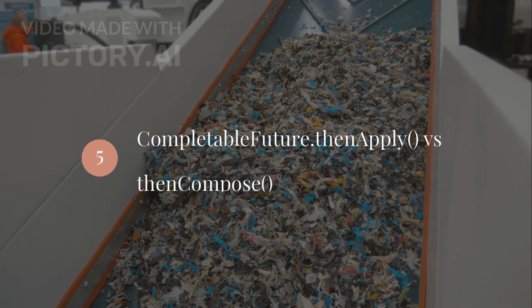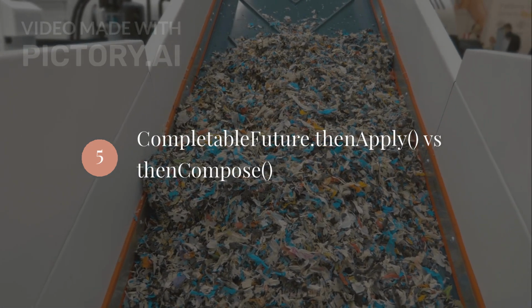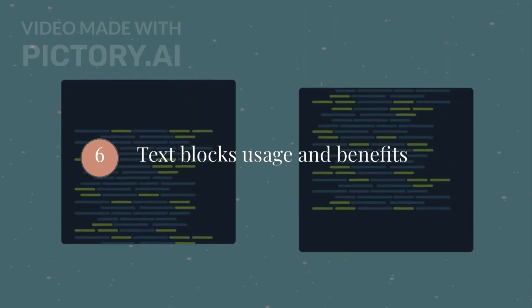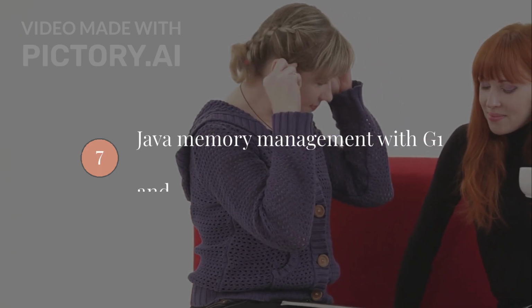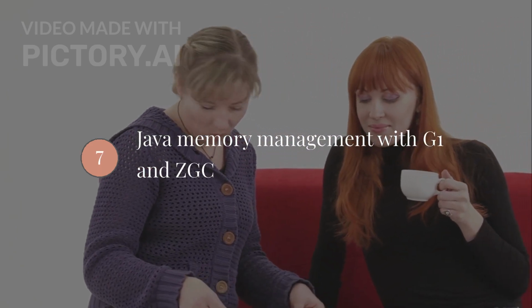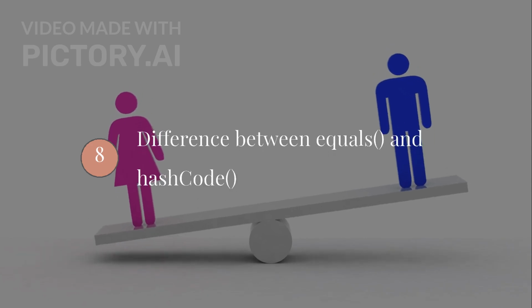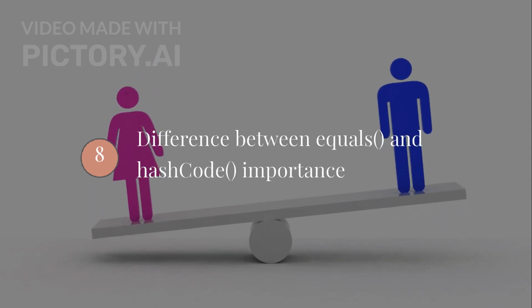Question 5. Explain CompletableFuture, thenApply vs thenCompose. Question 6. What are text blocks and where are they useful? Question 7. How does Java handle memory management using G1 or ZGC? Question 8. What is the difference between equals and hashCode and why is it important?